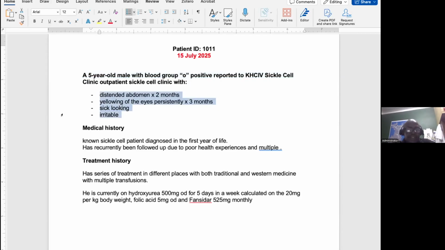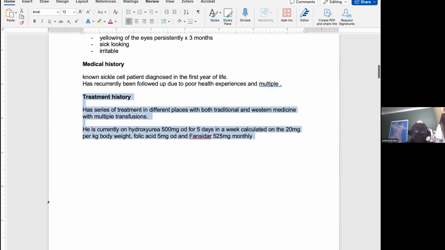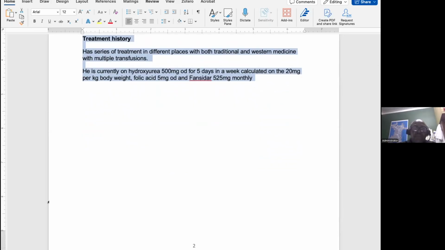Medically, this is a known sickle cell patient who was diagnosed in the first year of life and has been recurrently followed up due to poor health, including multiple blood transfusions. In the treatment history, this young man has had a series of treatments in different places, with traditional herbal and Western medicine, and had multiple transfusions. He is currently on hydroxyurea at 20 milligrams per kilogram body weight. He takes 500 milligrams once a day for 5 days. Next.